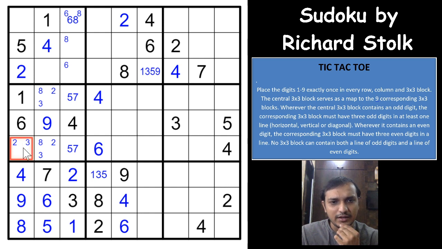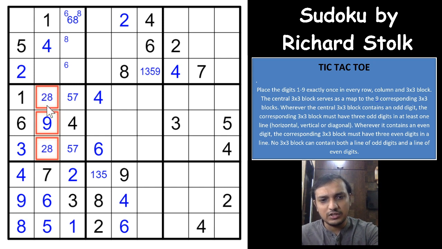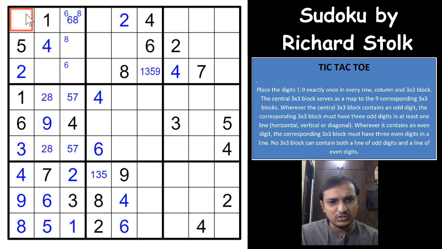That is excellent. And if this is 2, this would have to be 3. That eliminates 3 from these 2 cells. So this is a 2, 8 pair, right? So I'll mark that with the center pencil marks here. And this is 7. So you have a 7 here. So this is 6 and 8, right? And this is a 9. You have even digits here.